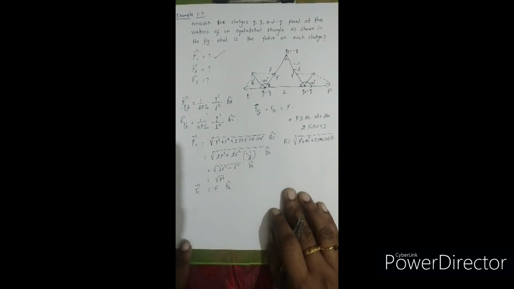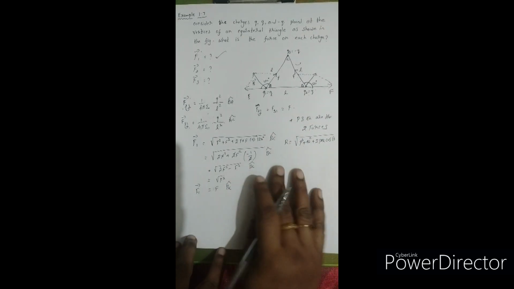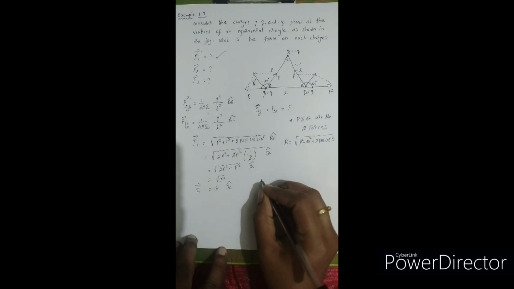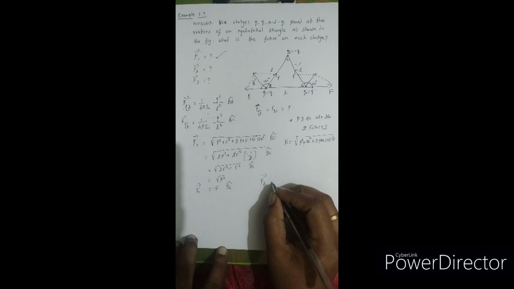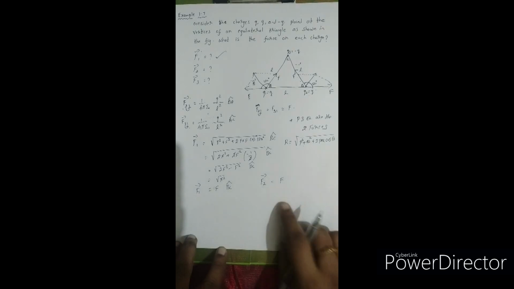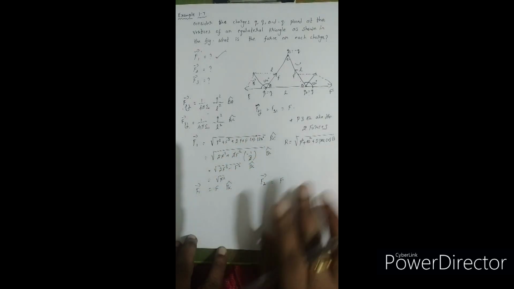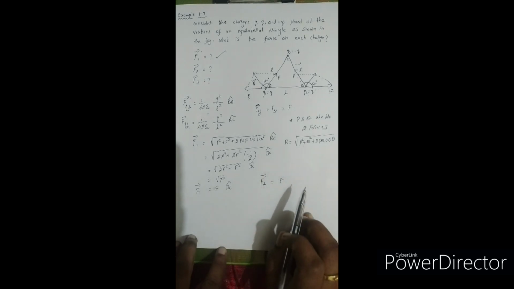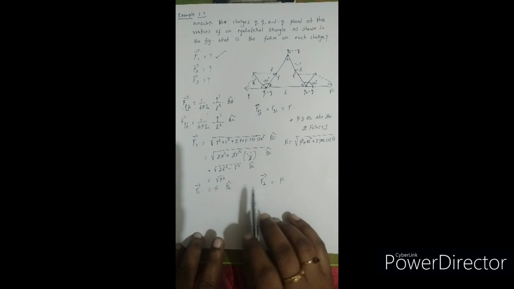So instead of sitting and calculating the F2 value, I can just write simply that the F2 vector will be equal to F. If you want, you work it out, you will find it to be the same. The only thing is the direction of the force will be different.